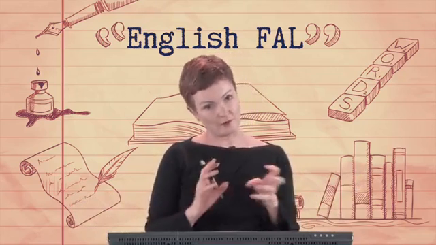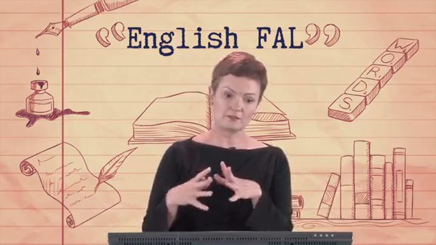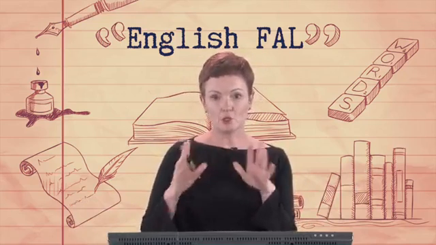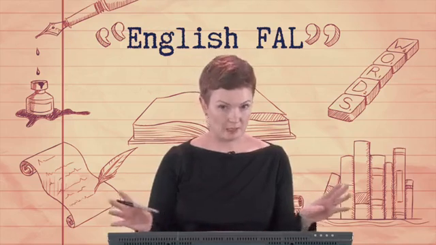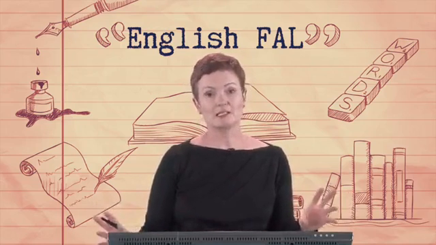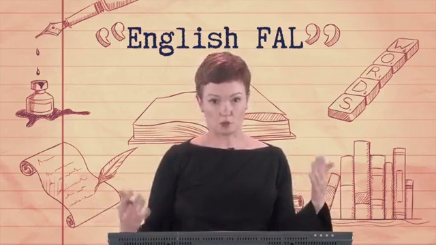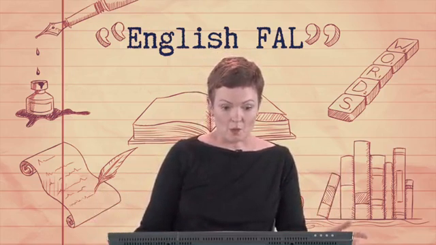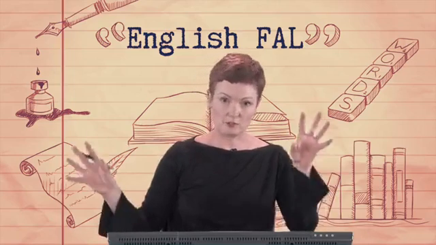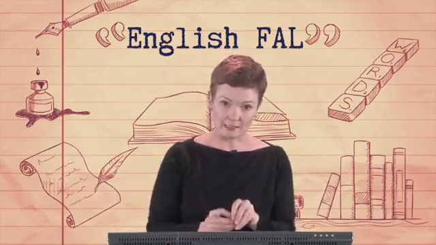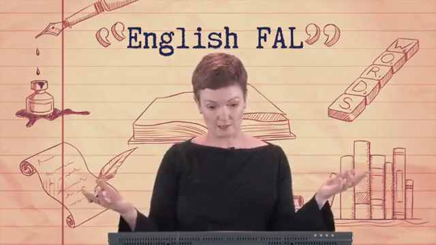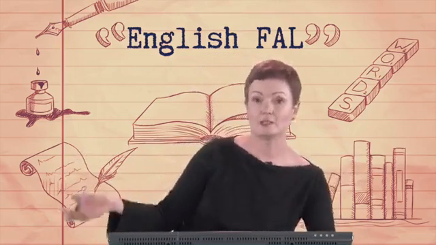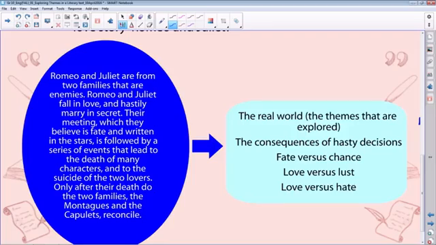Now, from their meeting, a whole series of events occur, which lead to many deaths, many characters die, and ultimately lead to the suicide, the joint suicide, of Romeo and Juliet. Only after the death do these two enemy families see the failure of their ways. And then finally they reunite and they reconcile. So that's the play. So we say, okay, fine.